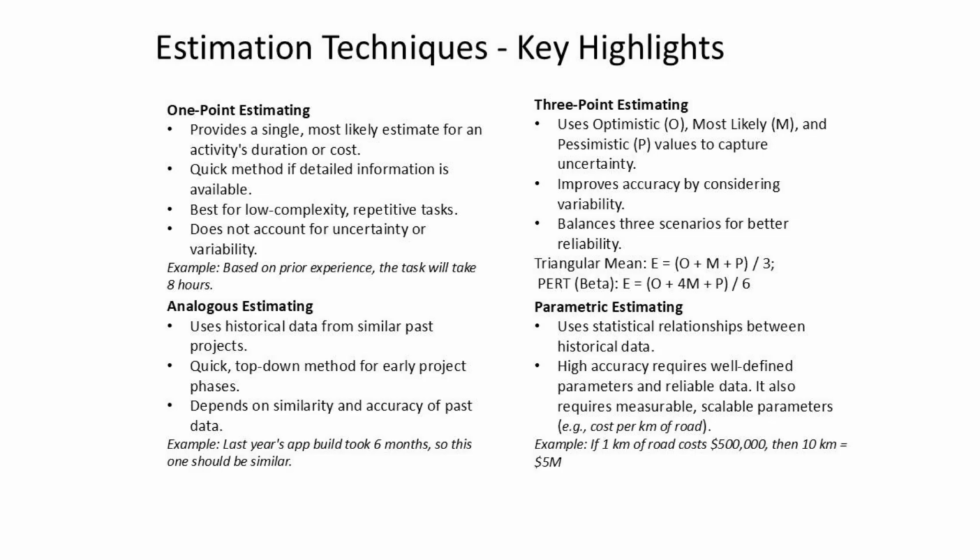This is a very simple quick method if you have the detailed information available or it's a straightforward task. And it is going to be very useful for low complex repetitive tasks. One of the disadvantages, uncertainty is not accounted here. It might encourage people to pad up the estimates because it's limited to just one point. When you say this activity is going to take 15 days and it gets completed in 10 days, it can make the person who had estimated look unreliable. The risk and uncertainties are not covered here in this estimate.